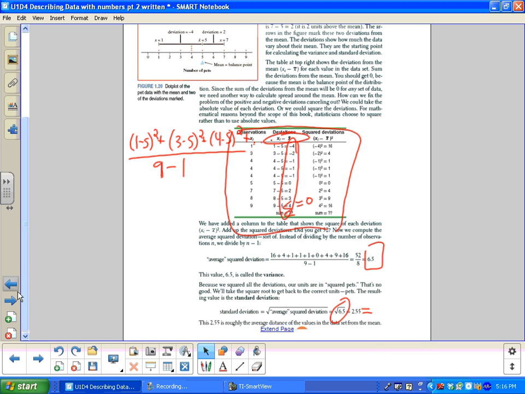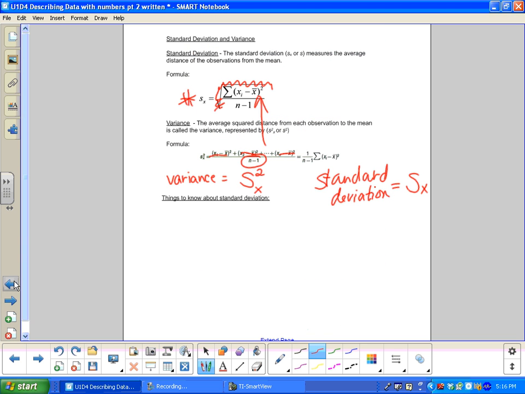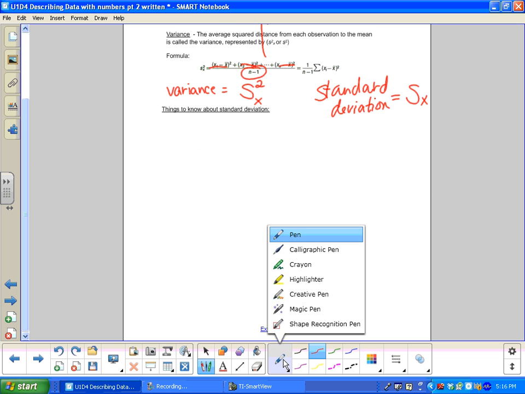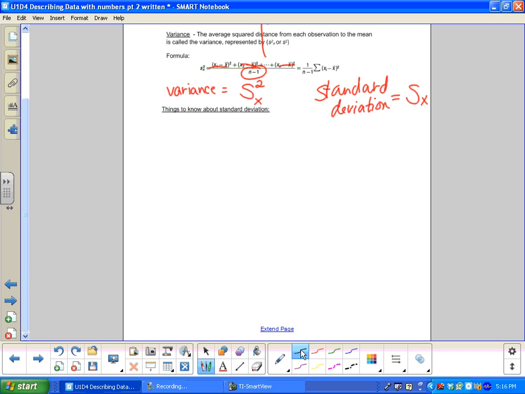All right. So let's go back. Now that you kind of see what standard deviation is, what it means, let's talk about first interpreting it. So these are going to be things you need to know about standard deviation. Let me go to black. Okay, so interpreting.